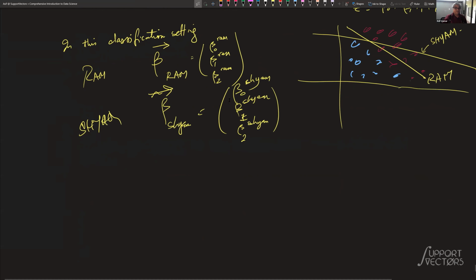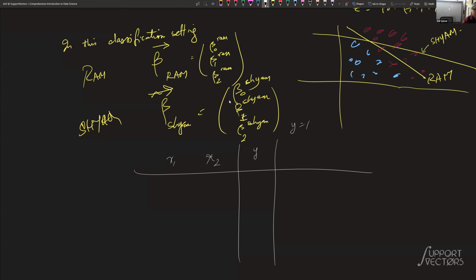So let's ask this question. For every point that Ram gets right, Ram says that at every point, there's a probability that something is a cherry, right? So let's say that we have a table. Let's go back to our table of data. There is x1, x2, and the ground truth y, where y equal to 1 means it's a cherry. It's a ground truth.